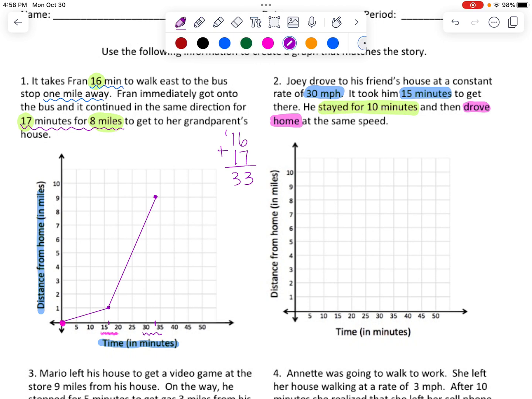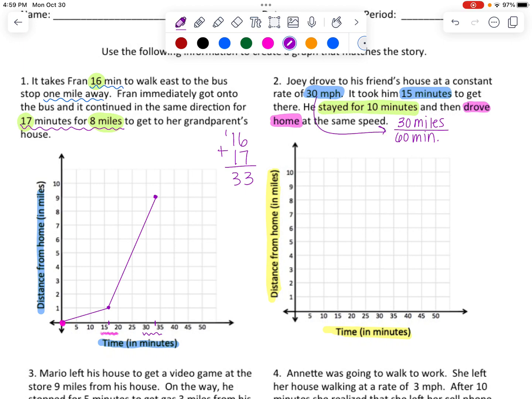Okay, so let's break this down. Joey drove to his friend's house at a constant rate of 30 miles per hour. So because I'm talking about minutes, and I know we're talking about minutes because I look down at the labels on my x-axis and my y-axis, I know that I'm talking about minutes and miles. So I'm going to set myself up a proportion to help with some understanding. So I know that I can go 30 miles, and it says miles per hour, but our unit is in minutes. So we need to convert hours to minutes, which is 60 minutes. So I'm going 30 miles in 60 minutes. That's what this conversion is.